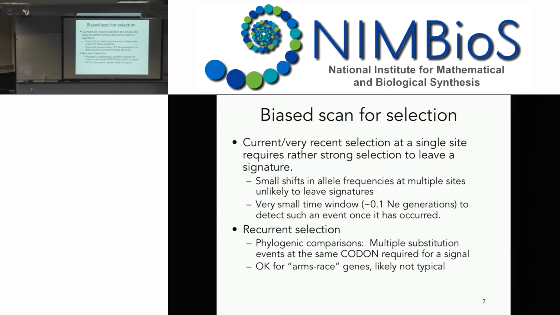Recurrent selection requires multiple substitutions over a known phylogeny in the same codon. This is okay for arms race genes where I have a competitor, I do something, they counter, I counter. Those often result in independent events at the same codon over the changing phylogeny. But these are likely not typical.